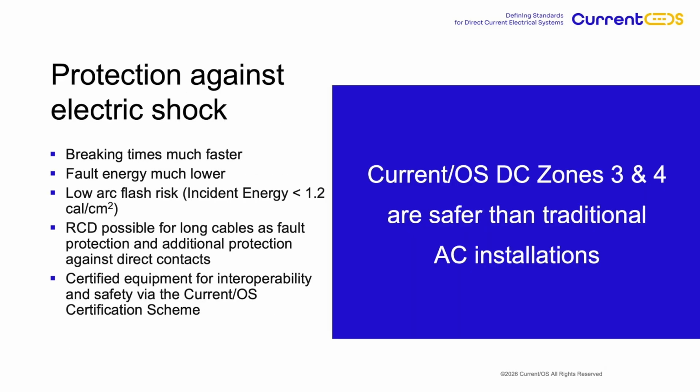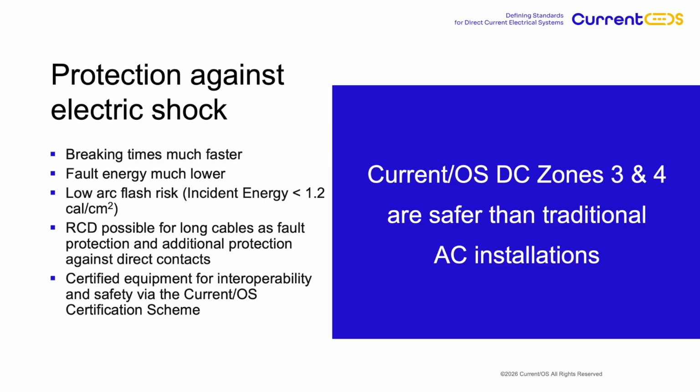With all this being said, we now understand that Zone 3 and 4 are safer than traditional AC installations, for several reasons. First of all, because in Zone 3 and 4, we use ultra-fast circuit breakers with very, very fast breaking time. We are talking about tens of microseconds. The related fault energy is extremely low.